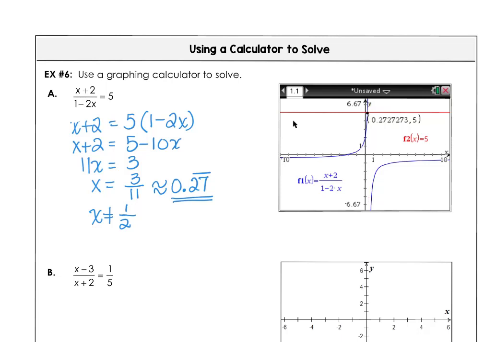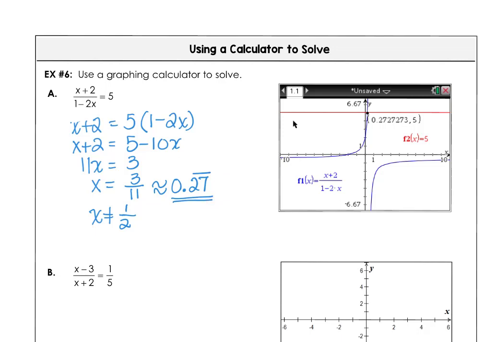But the intersection point, you notice what I did. I graphed the left-hand equation. That's the blue graph. And then the right equation was y equals 5. And I used the intersection point. So the blue graph, the left part, is equal to 5 only at 0.27 repeating. And we did that algebraically here.